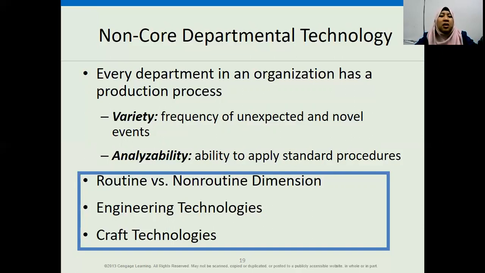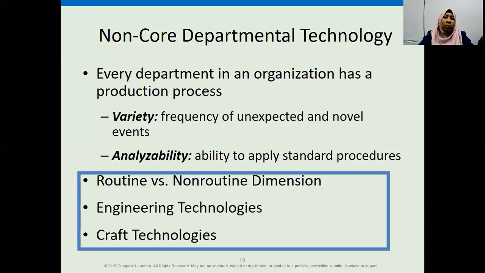Variety means frequency of unexpected and novel events. Novel, meaning not your novel book, but we're talking about differentiation. You do have differentiation towards your product. And of course they have differentiation, uniqueness. So when you have uniqueness, a rare product, you're able to capture the attention of the customer to go with your product.